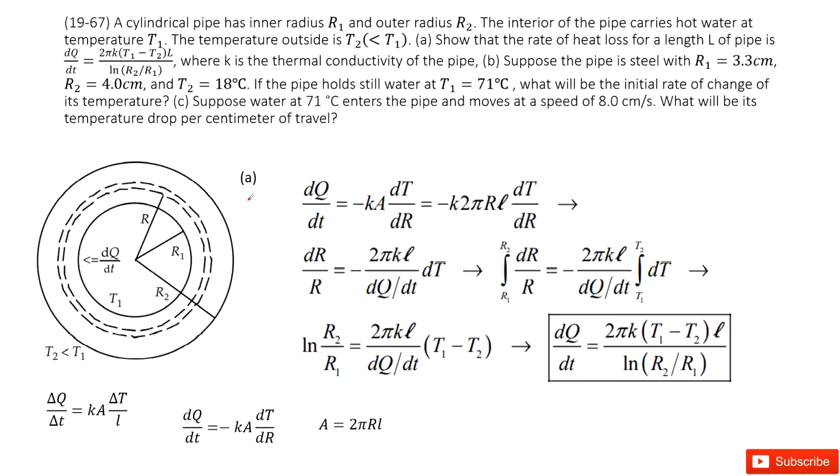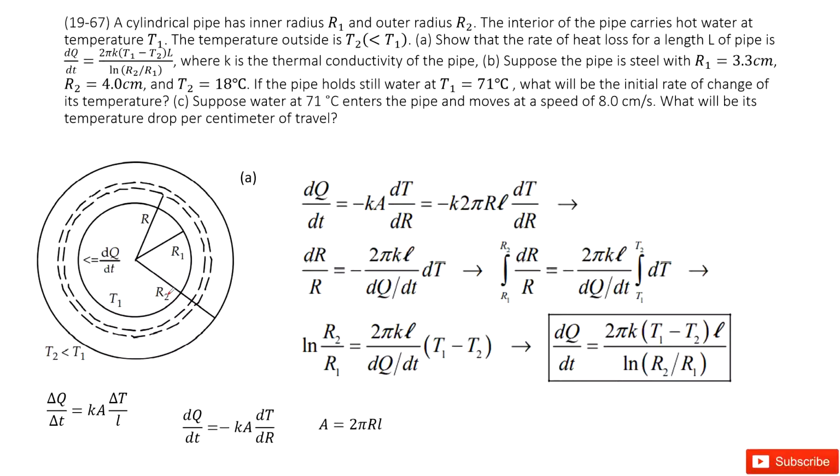Let's look at problem 67 in chapter 19. Chapter 19 is about heat, the first law of thermodynamics. You can see we have a cylindrical pipe that looks like this one. The inner radius and outer radius are given as R1 and R2, right?